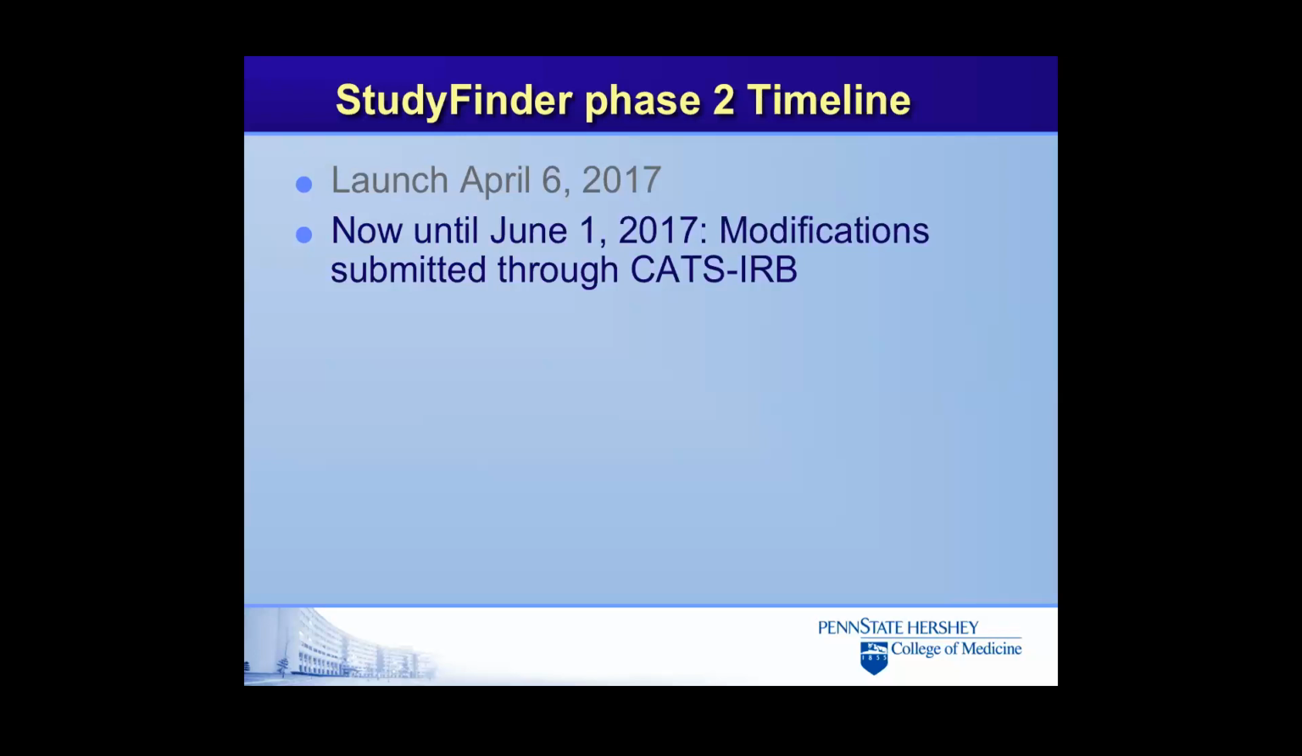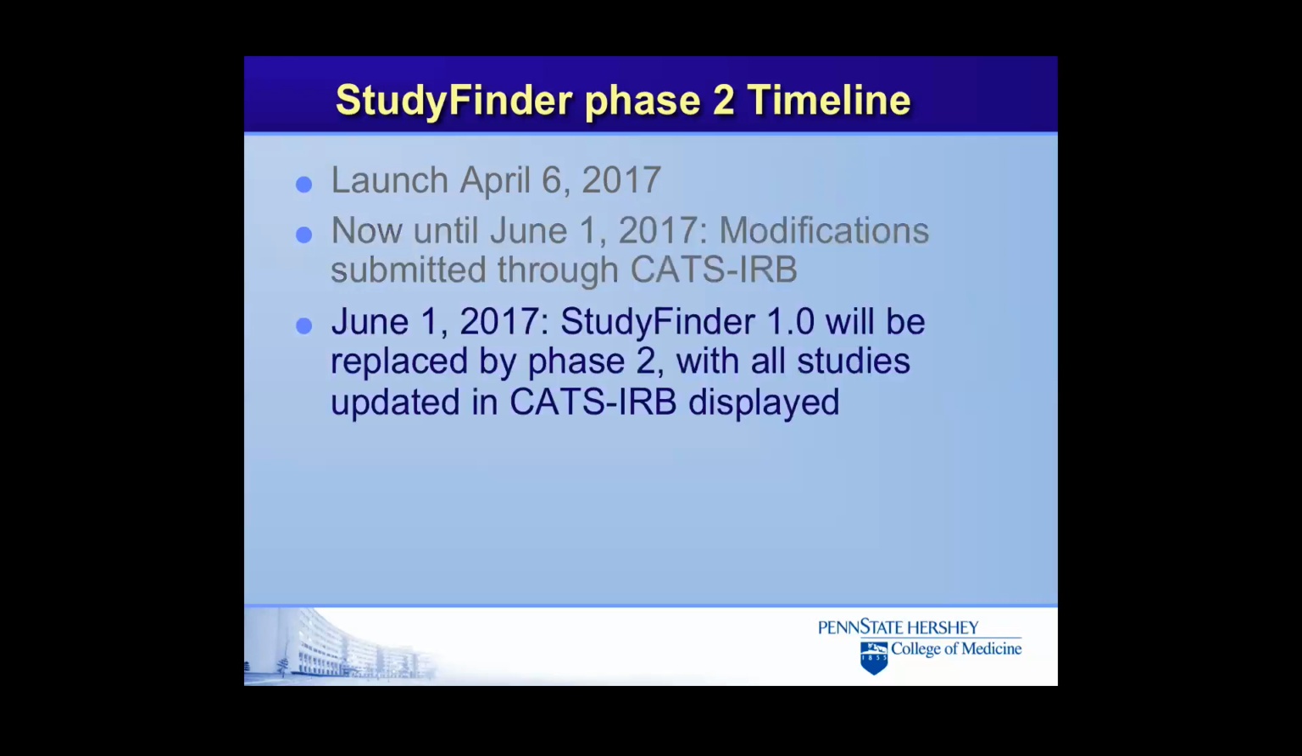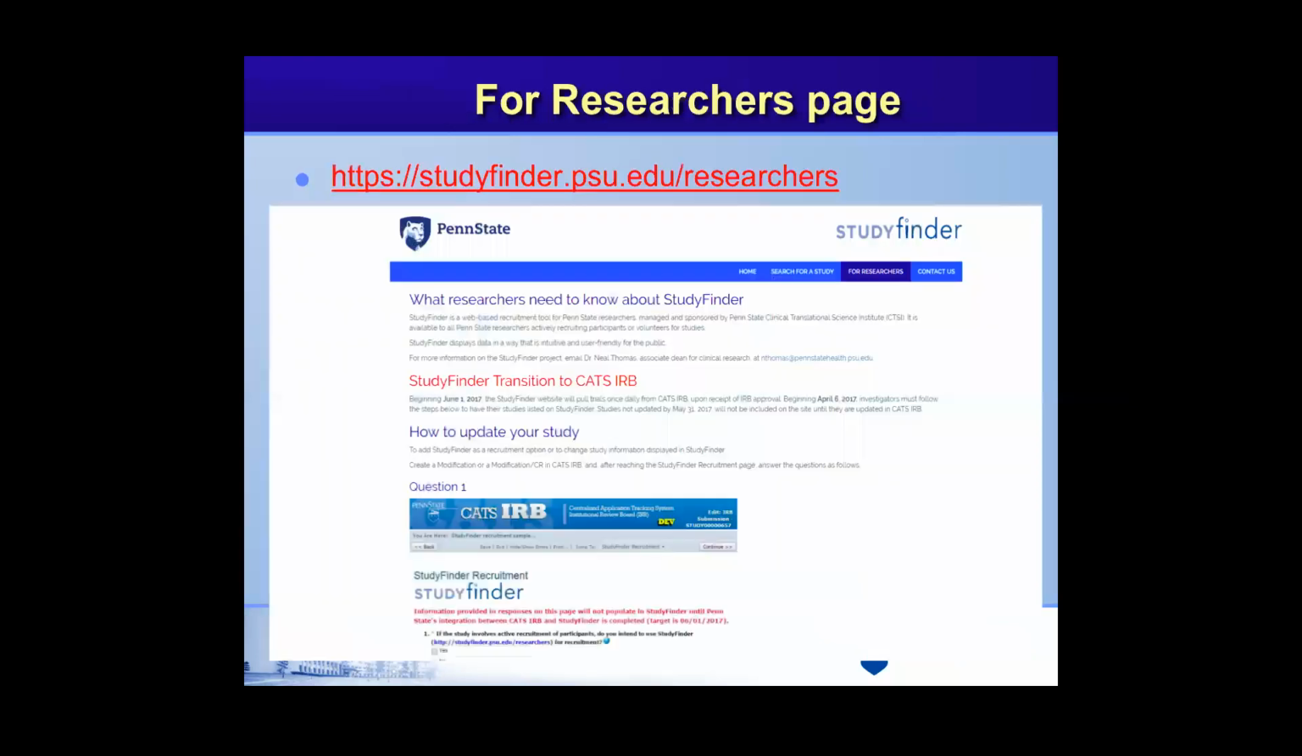From now until June 1st, 2017, modifications will be submitted through CATS IRB through both IRBs. And as of June 1st, as long as we have a reasonable number of studies, the first phase of StudyFinder will be replaced by phase two, and it will replace anything from clinicaltrials.gov through CATS IRB. If your study is on there now and it has a clinicaltrials.gov number, we will maintain that link, but the automatic pull from clinicaltrials.gov will disappear, hopefully on June 1st.